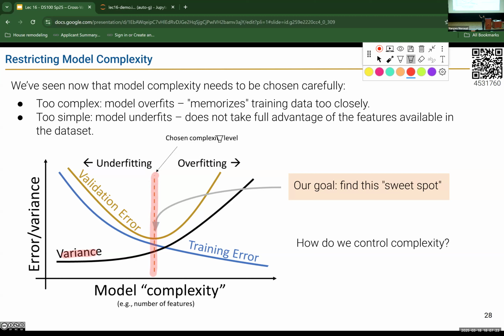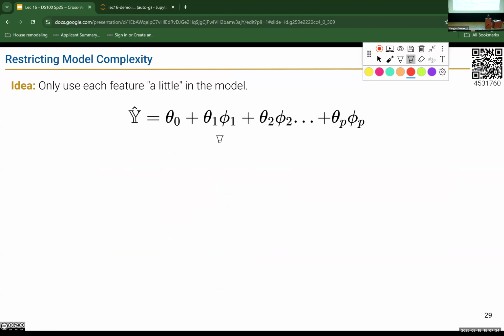There was this other notion: how can we intuitively think about this variance thing? So one way for you to think about how you can figure out whether the model's variance is going to be high or not is looking at the model. So I have this prediction y hat that's calculated based on theta 0 plus theta 1 times feature 1, theta 2 times feature 2, and then all the way to theta p, right?